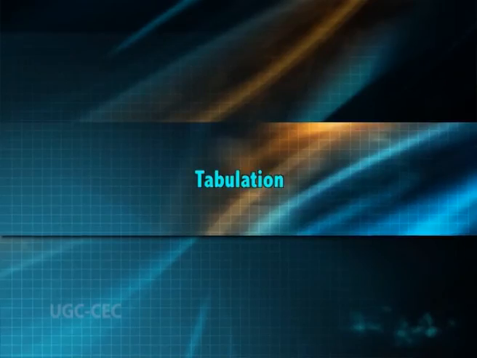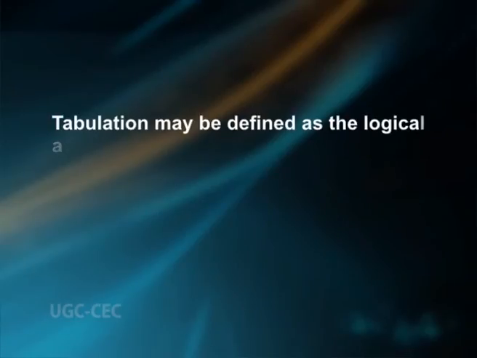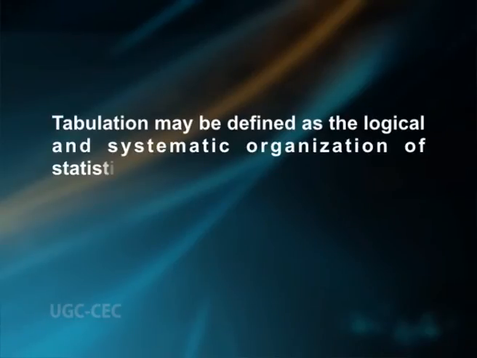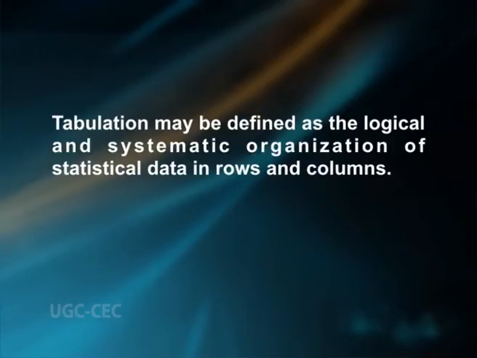Tabulation. Tabulation may be defined as the logical and systematic organization of statistical data in rows and columns. It facilitates the analysis of the data. Tabulation is an intermediate process between collection and statistical analysis of the data.